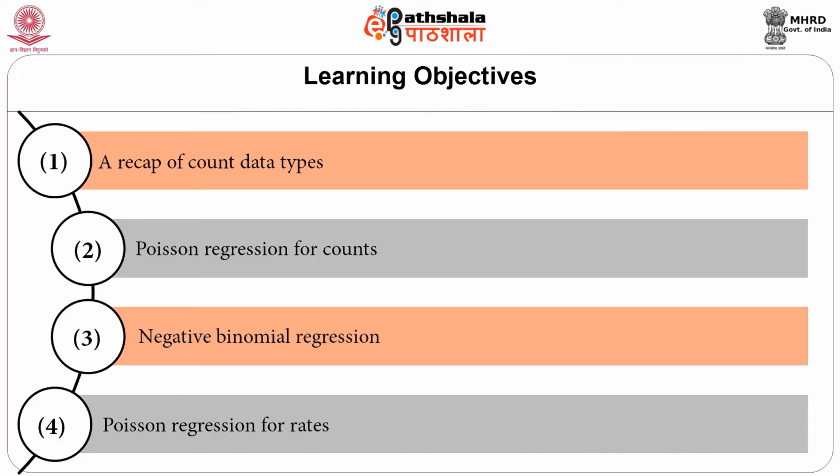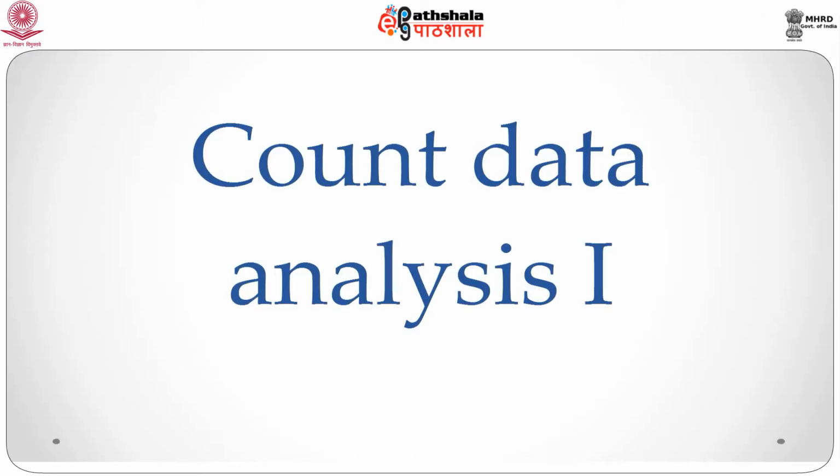The learning objectives for this module. Firstly, we will quickly recap what kind of count data types might arise in regression settings. We shall define the Poisson regression applied to the raw counts. We shall define a variant of Poisson regression which is called negative binomial regression. And finally, we shall define another variant called the Poisson regression for rates. So this is the first of the modules which is devoted to analysis of count type data.